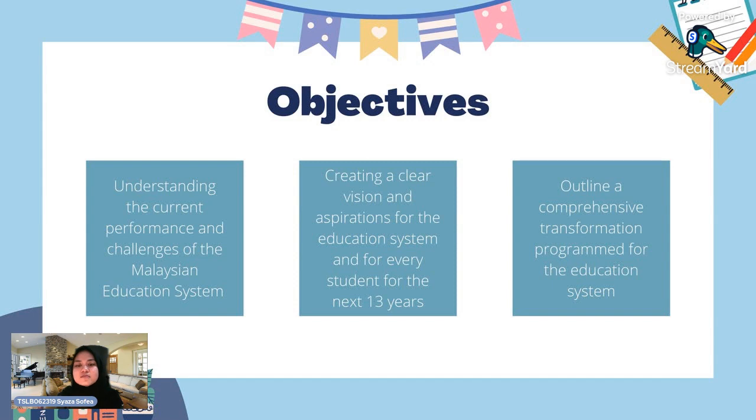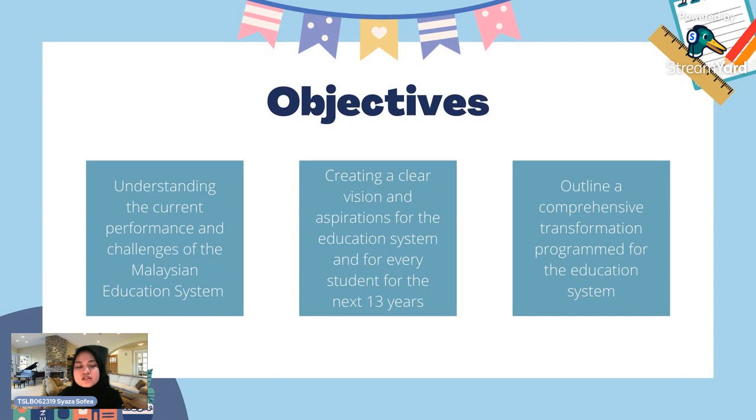There are three main objectives of PPPM. The first one is to understand the current performance and challenges of the Malaysian education system, focusing on improving success through education, improving quality standards, bridging the achievement gap, promoting unity among students, and maximizing the effectiveness of the system.